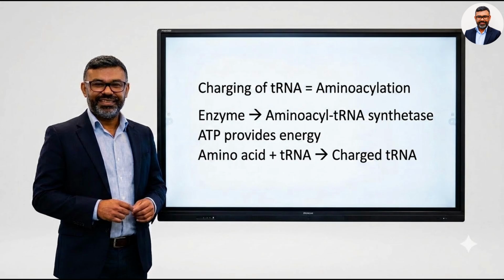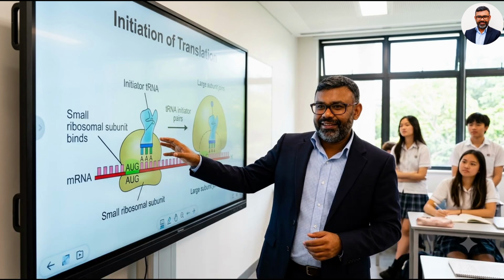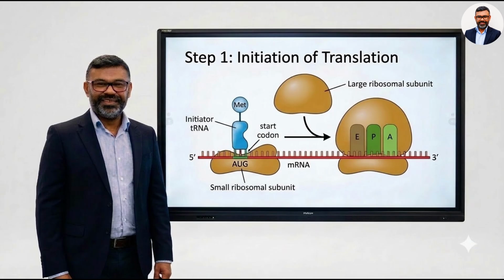The next stage is initiation. Now that the tRNAs are charged, translation can begin with the stage called initiation. The small ribosomal subunit binds to the mRNA and moves along it until it recognizes the start codon, AUG. The initiator tRNA recognizes AUG through its complementary anticodon and brings the amino acid methionine. The large ribosomal subunit then joins the complex, forming the complete ribosome.